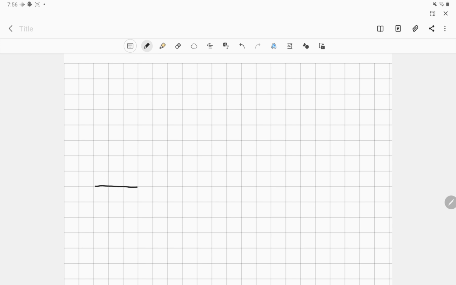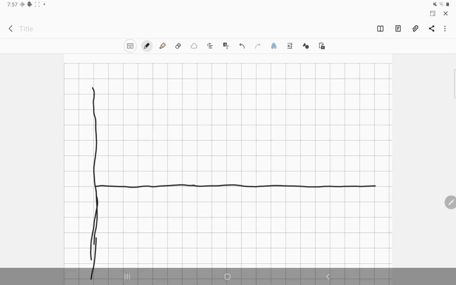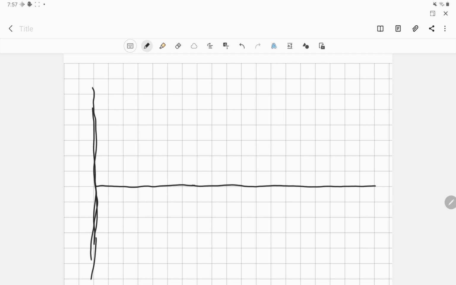So here we have this wonderful thing that I cannot, why can I not do a straight line? It's a problem. Okay.